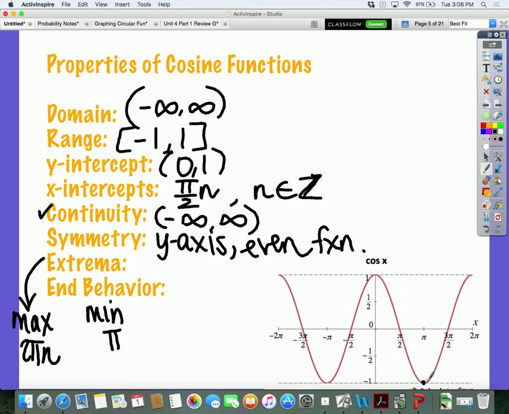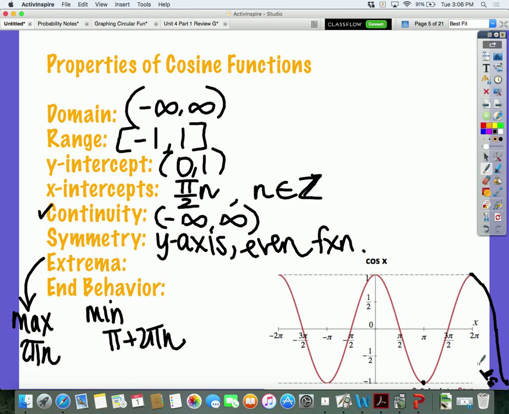Where will my next min happen? 3 pi. So I have one at pi, my next one's at 3 pi, my next one after that will be at 5 pi, 7 pi, so 2 pi. Who said that? 2 pi n. So I have it every 2 pi. Can you explain that a little more? So if I were to keep drawing out this graph of cosine, my next min would happen at 3 pi.